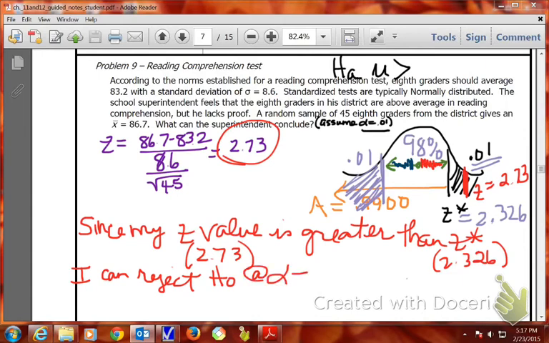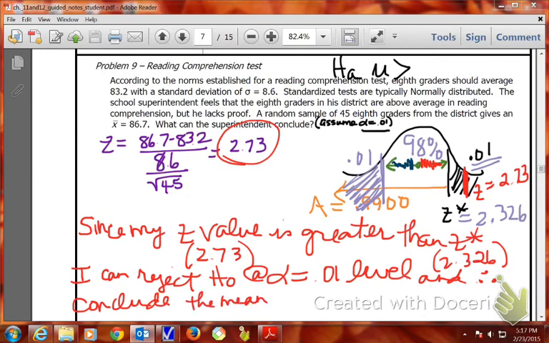Again, I must tell the significance level, and therefore I will conclude the mean reading score is greater than or higher than 83.2. So that's version 2.